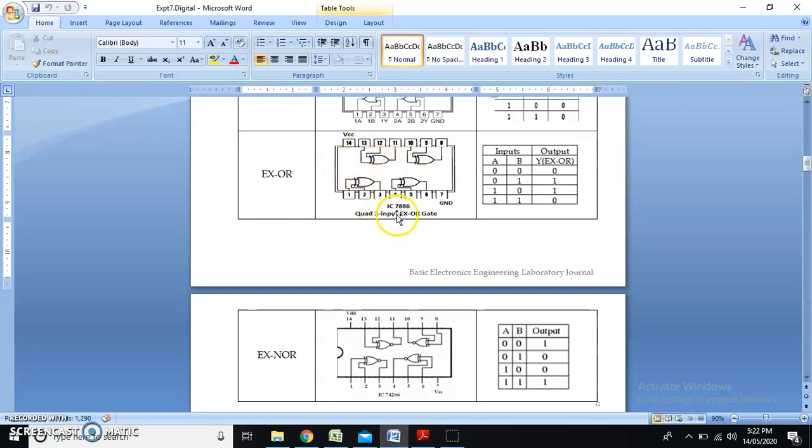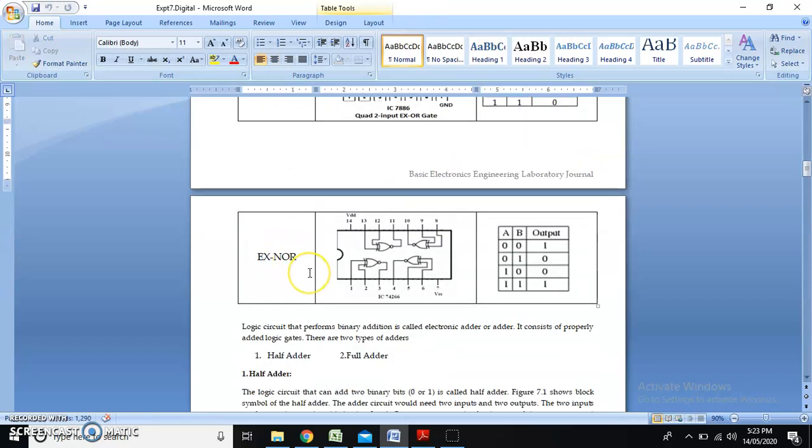The IC number for the XOR gate is 7486. This is 7486, the IC for 2 input. Pin number 1 in, pin number 2 in, pin number 3 out, pin number 4 in, pin number 5 in, pin number 6 out, pin number 10 and 9 input, 8 output, 13, 12 input, 11 out. And the table is, when both the inputs are same, output is 0. For 0, 0 and 1, 1 input, output is 0, else the output is 1.